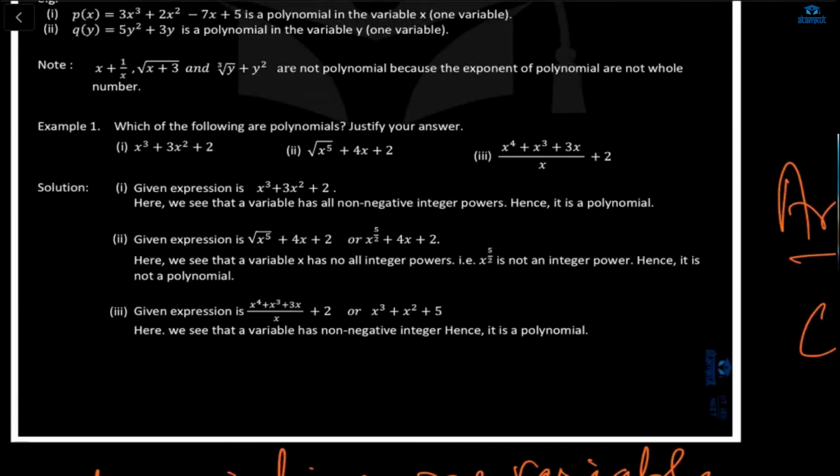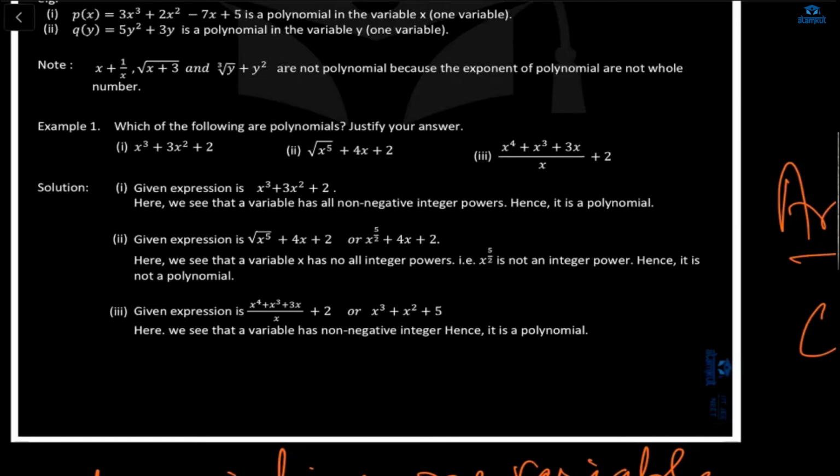Ma'am, because the variable has a non-negative integer power. Yes, the variable has a non-negative integer power. And is it a one variable expression or a two variable expression? One variable. Very good, because only x is used. So this polynomial is in one variable. Sharia, have you understood why it is a polynomial? Because you can see the power of the variable is a whole number. It is a non-negative integer. Now let's see the second one.